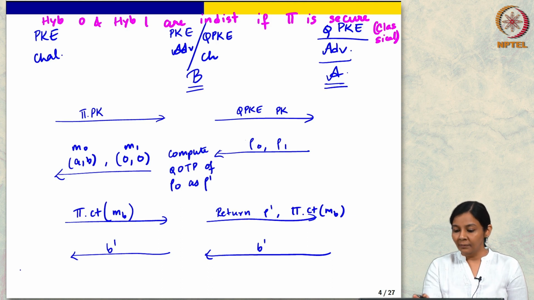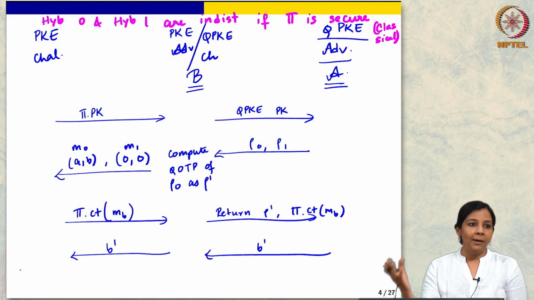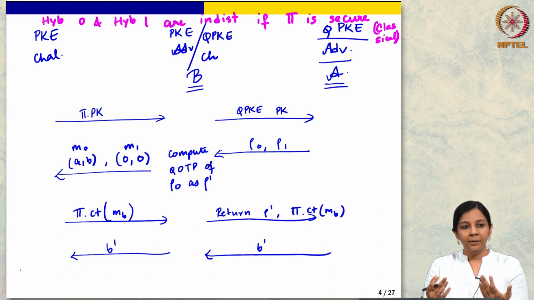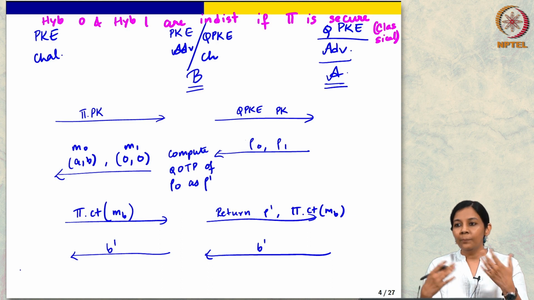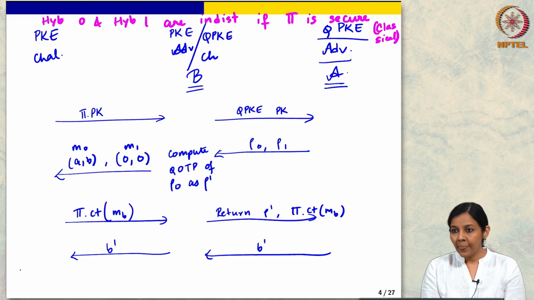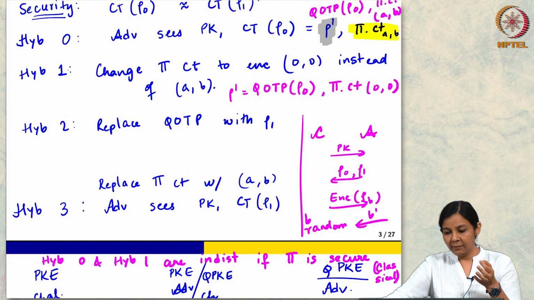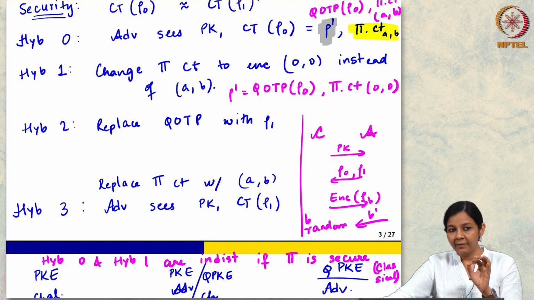So, that is why we did this reduction, right. Now we can see why hybrid 0 and hybrid 1 are indistinguishable, because we assume pi is secure, and if there exists an attacker who can distinguish between hybrid 0 and hybrid 1, then I can build another attacker called B over here who can break the security of pi. Okay. So, this is why hybrid 0 and hybrid 1 are indistinguishable, and then having replaced the pi ciphertext from AB to 00, I broke the dependence between the two, right.